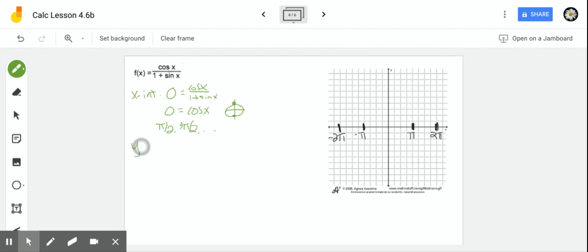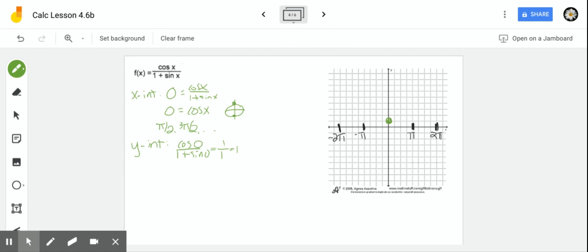If we go to our y-intercept, we're going to plug in 0 for x. So we have cosine 0 over 1 plus sine 0. Cosine of 0 is 1, sine 0 is 0, so our y-intercept is just 1. I will put that one in there.